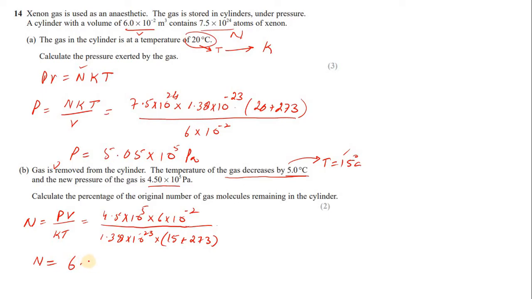When you solve this, the number of particles N is equal to 6.8 into 10 to the power 24. These are the new particles. Now you can find the ratio or percentage change. So you say N upon N naught into 100. That's what you need to do. Of course, the power of 10 is the same, so 7.5 divided by 6.8 times 100, because 10 to the power 24 cancels. When you solve that, you have the answer 90.6%.